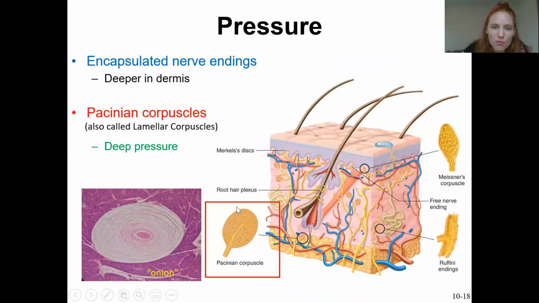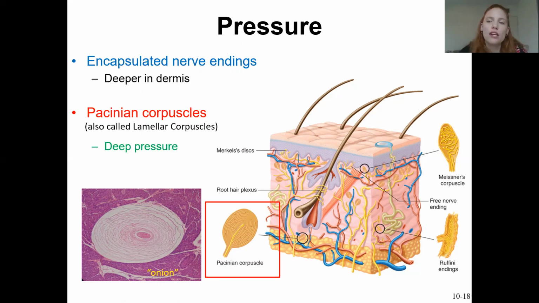The second type of touch receptor, which is usually called the pressure receptor because it requires deeper pressure, is the Pacinian corpuscle. And the Pacinian corpuscles tend to be found much, much deeper into the dermis. On top of that, they have a lot more layers. If you looked at them under the microscope, they kind of look like onions, with circles and circles and circles of encapsulated layers. That makes it so that they're only going to be activated when you have deep pressure.